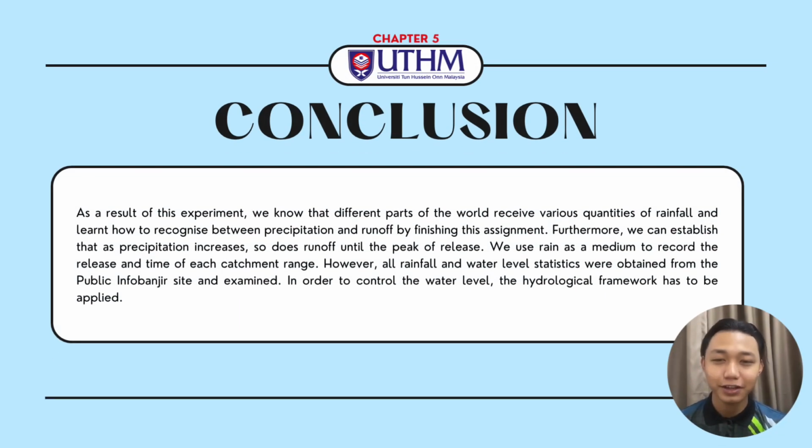Finally, in conclusion, we know that different parts of the world receive various quantities of rainfall, and we learned how to distinguish between precipitation and runoff by finishing this assignment. Furthermore, we can establish that as precipitation increases, so does runoff until the peak of release. All rainfall and water statistics we obtained from the public Info Banjir site and examined them. In order to control the water level, a hydrological framework has to be applied in this project.